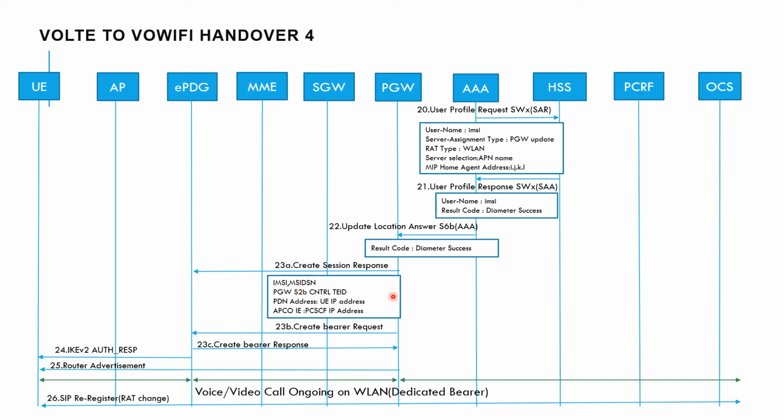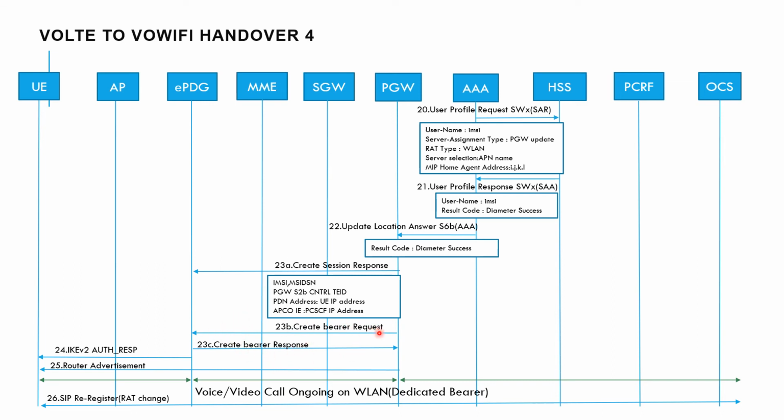So at this point, our default bearer of the WoFi or WLAN has been created, and the main information elements in this are the IMSI, MSISDN, control plane, P gateway S2B control plane TEID, then the PDN address information element, which basically consists of the UE IP address, and then we also have the PCSCF IP address in order to initiate the call.